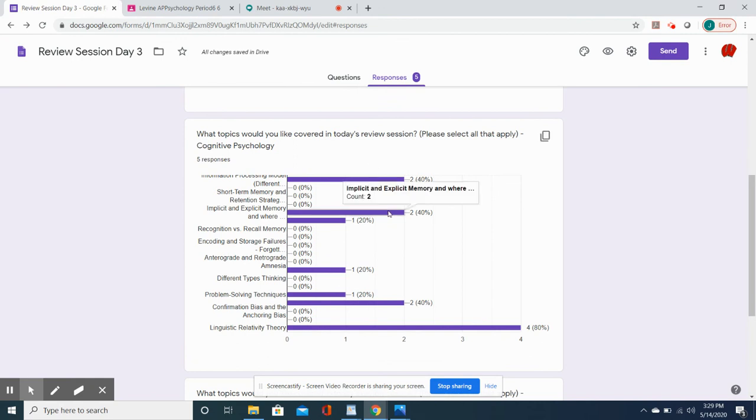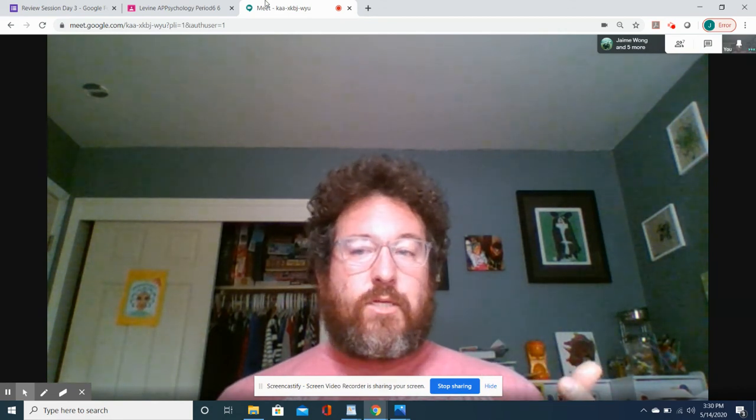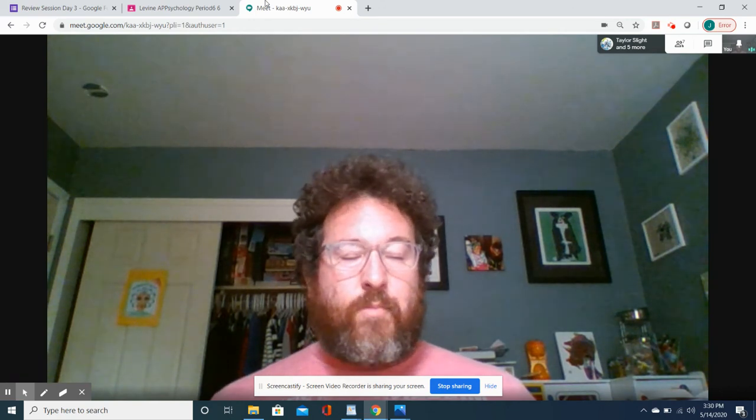All right, the next one, implicit and explicit memory and where they're located. Implicit memory, sometimes also called procedural memory, is memory of skills, memory of physical skills, anything that involves coordination and balance. For example, walking or driving a car or writing with a pencil. Anything that is physical, that has a form of muscle memory. That information is stored in our cerebellum because that's the part of the brain that deals with coordination and balance.